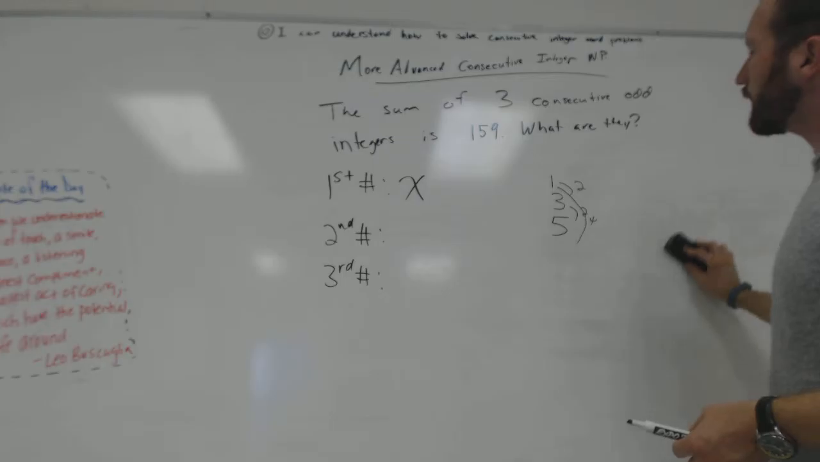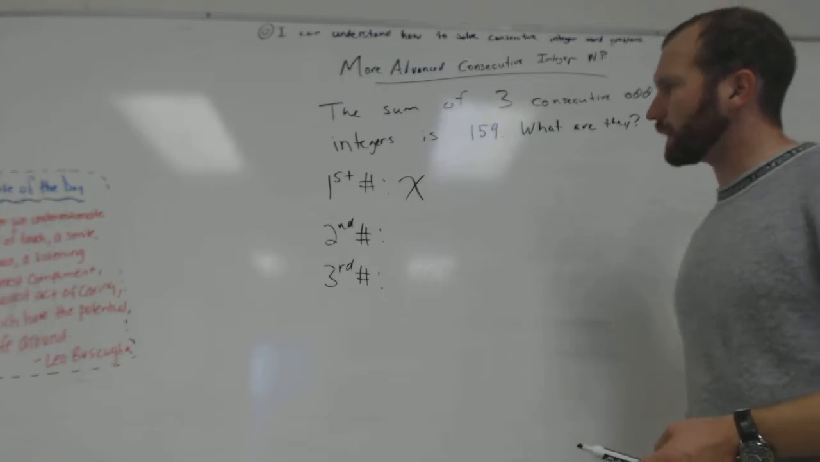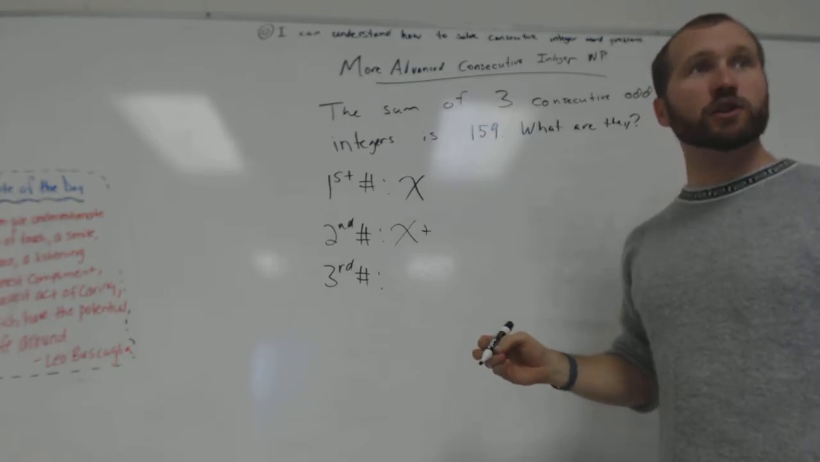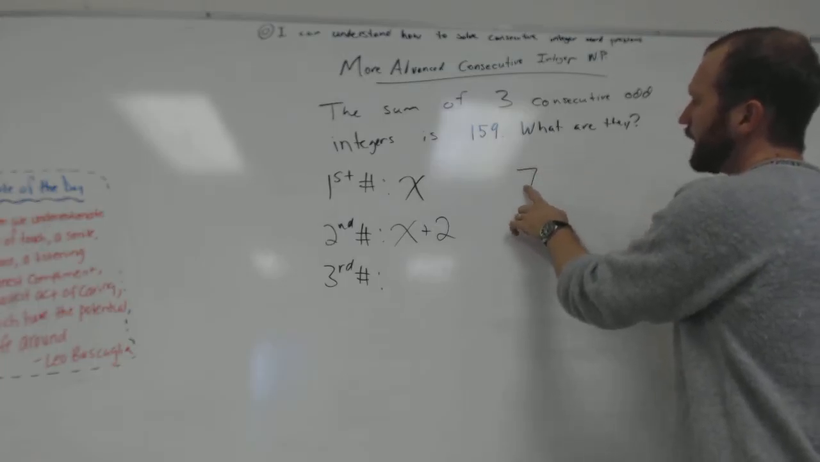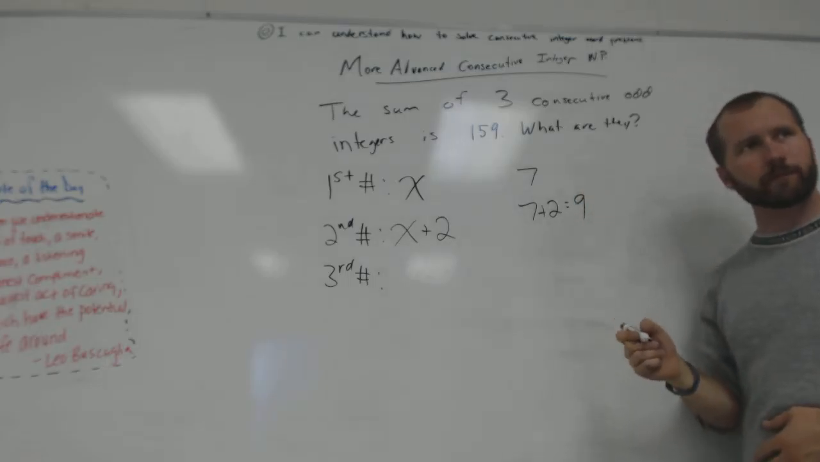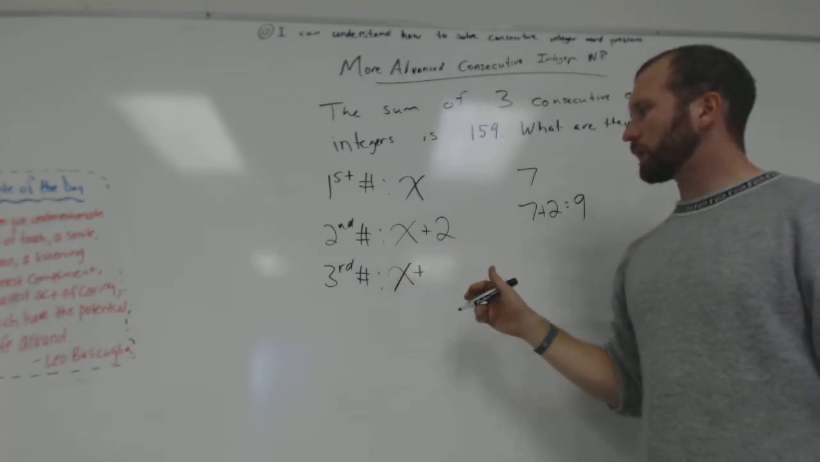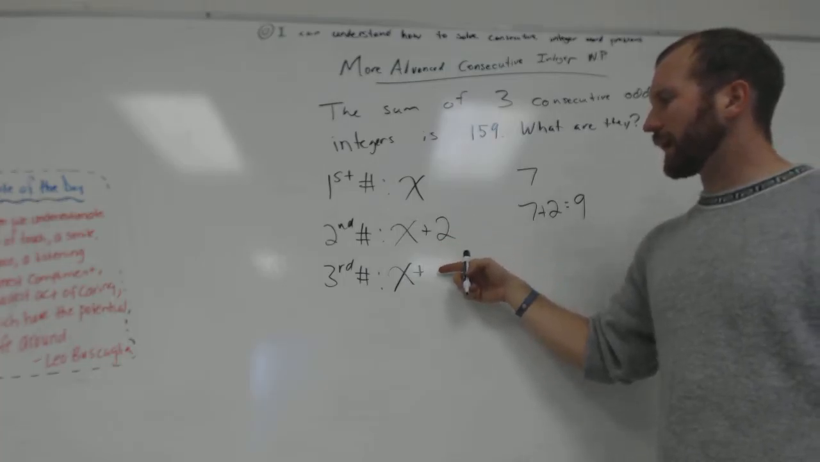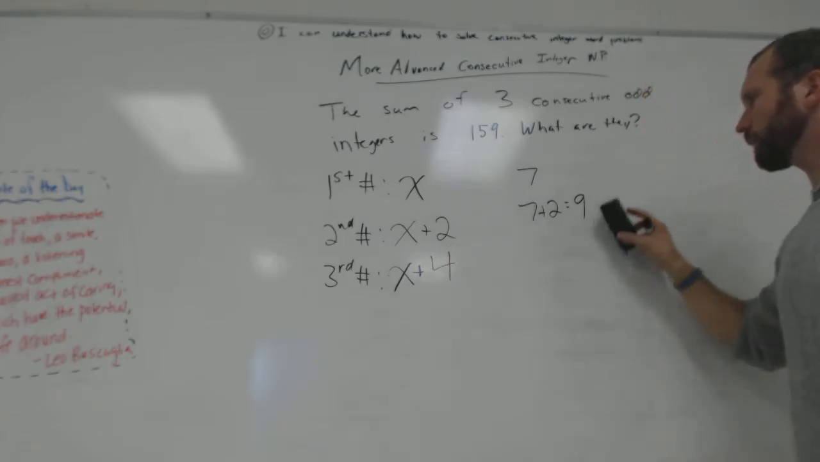These are consecutive odd integers. How far apart did we say odd numbers are? 2. So what is my second number? X plus 2. Because if my first number were 7, the next odd integer is 7 plus 2, which is 9. What's my third number? X plus 2 is my second number, so I'm going to add 2 more to that, x plus 4.